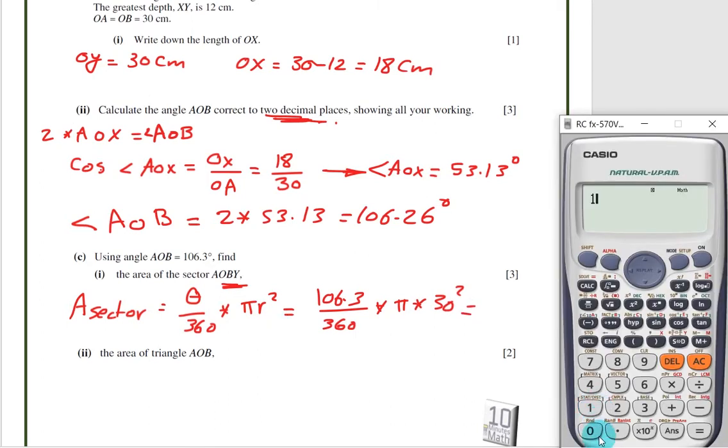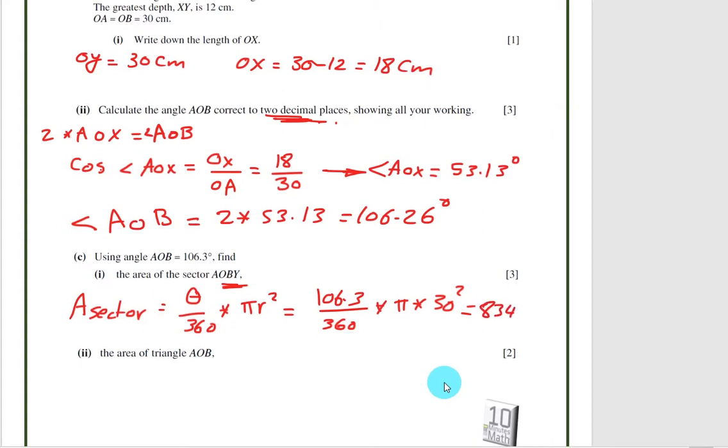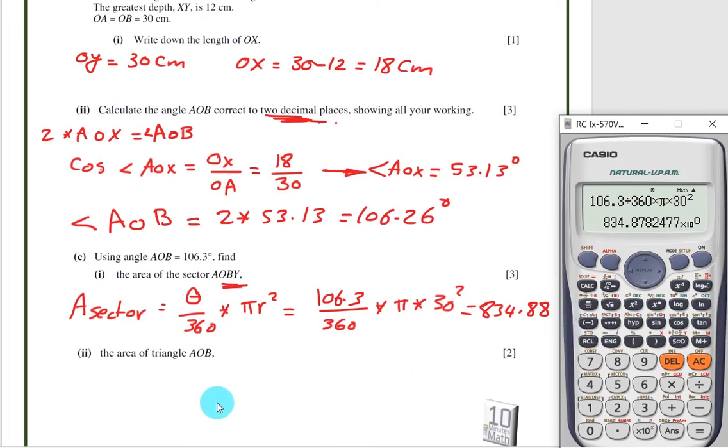So the 106.3 divided by 360 by 30 squared. So the area of the sector is 834.88. Of course, this area will be in centimeter square.